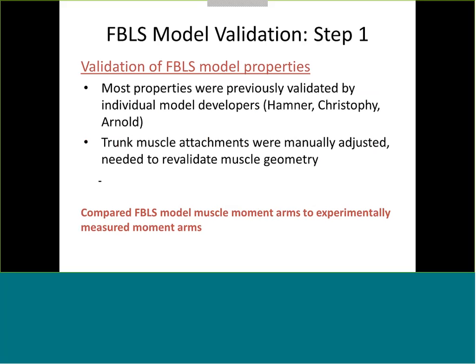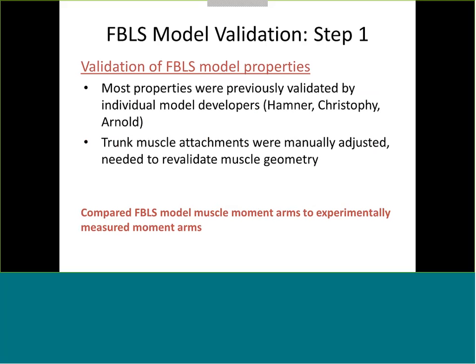So for us, most of these properties were actually previously validated and determined by the individual component model developers. They all did extensive literature research to determine these properties and make sure that they were representative of human movement and experimentally measured values. We didn't alter many of these when developing our model. The main change that we made was reattaching these trunk muscle attachment points like I mentioned earlier.